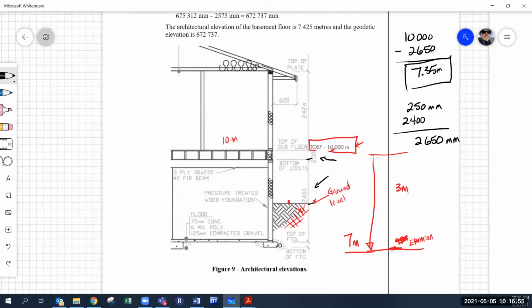That is correct. So this elevation right here at ground level is 7.35 meters. Okay, so it's simple addition and subtraction. If you're going up, you add. If you're going down, you subtract from your elevation benchmark or architectural elevation or your datum points. Does that make sense to everybody?